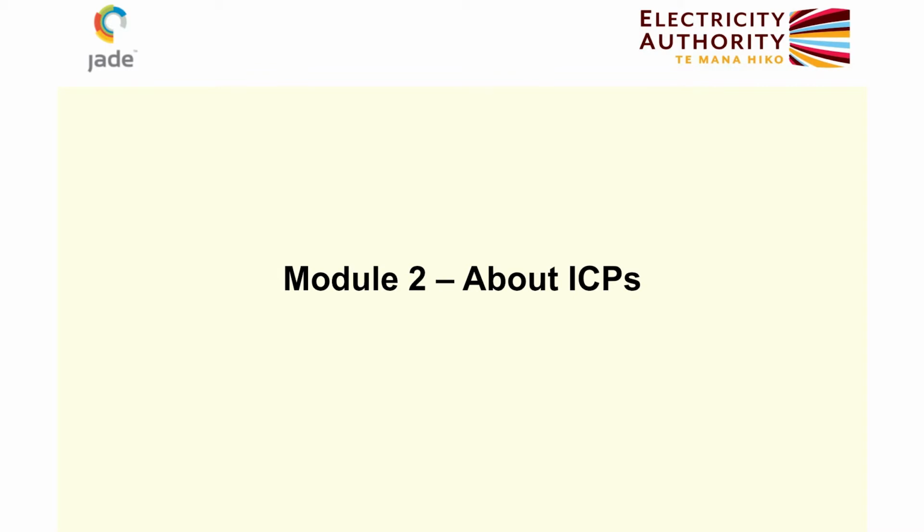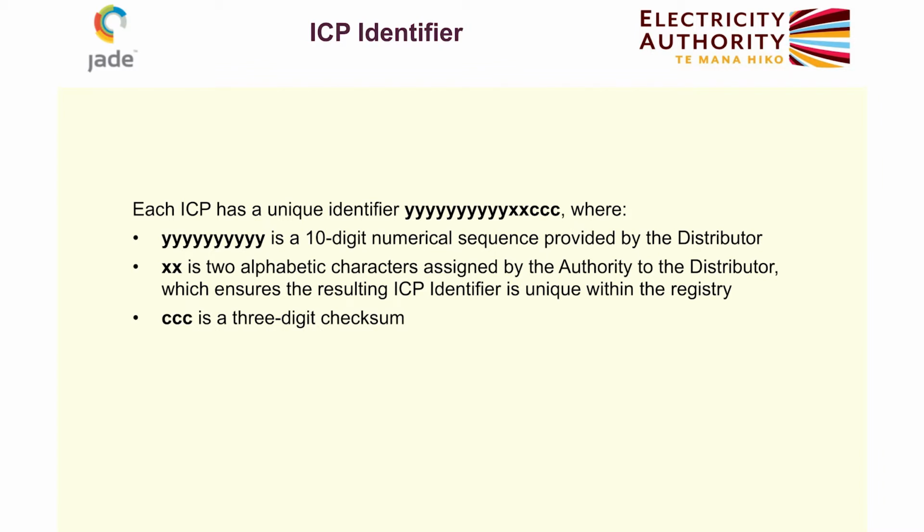OK, so we'll move on to Module 2, which is about ICPs. And the ICP Identifier is constructed in the following way. You have a 10-digit code, followed by 2 characters which identify the lines company, the distributor. And then there's a 3-character checksum.